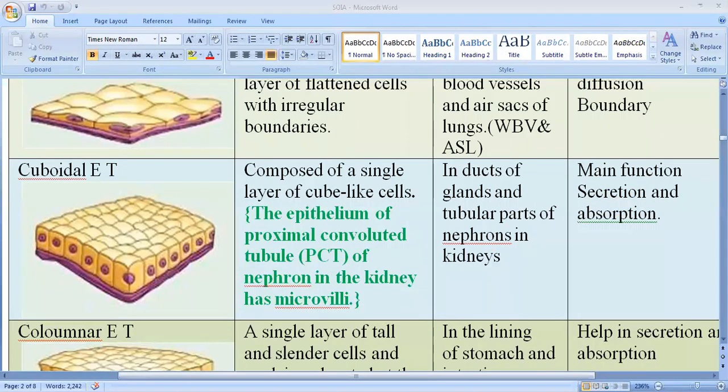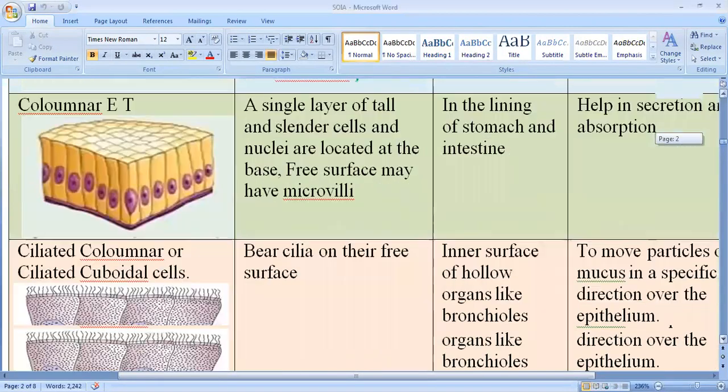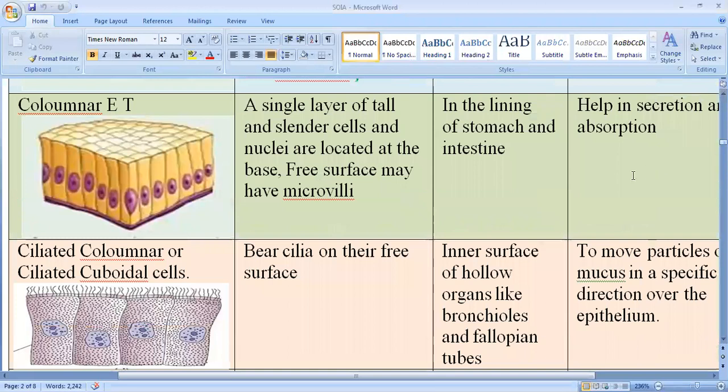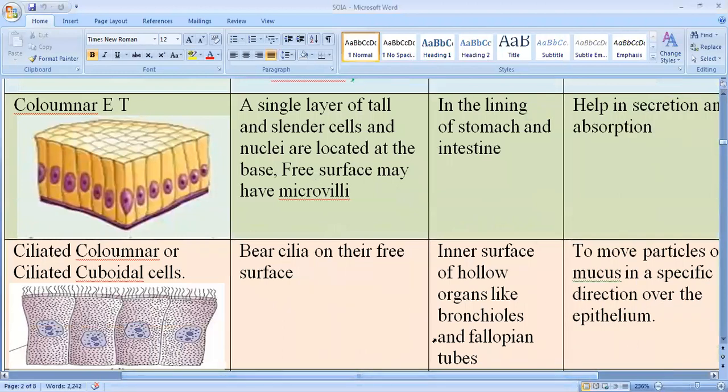Okay. Next they have given the columnar epithelial tissue. Columnar epithelial tissue means you can say they have a pillar-like structure, a tall pillar-like structure. And you know, if they have a very tall pillar-like structure, then their nucleus is located at the base region. So here you can see, if you see these things, you can easily understand.